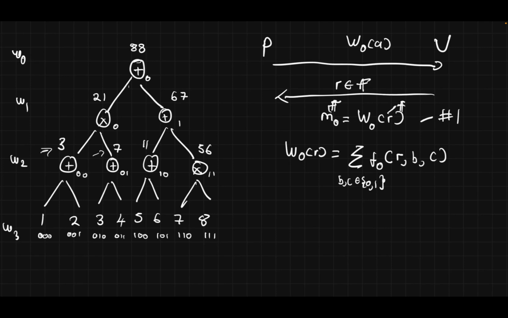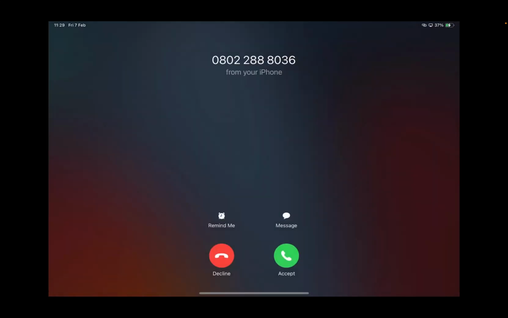This is our first claim, right? We want to reduce this claim to a claim about W1. Does that make sense? So that we can keep on doing that until we get to a claim about the inputs. And then we're done.